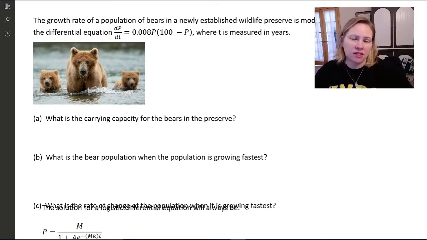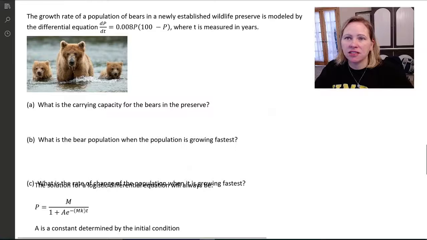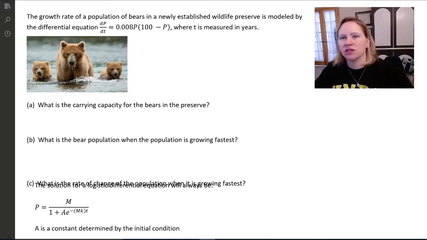So now let's take a look at some actual examples. We've got the growth rate of this population of bears in a newly established wildlife preserve modeled by this differential equation, dP/dt equals blah, where t is measured in years. What is the carrying capacity for the bears in the preserve?